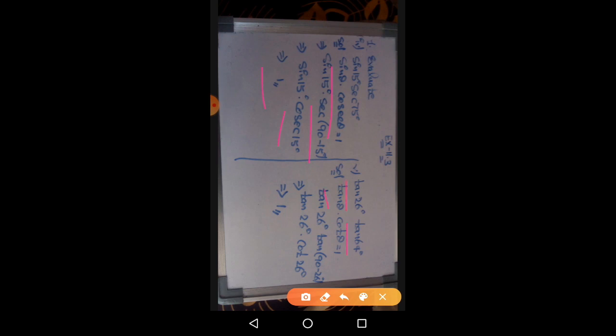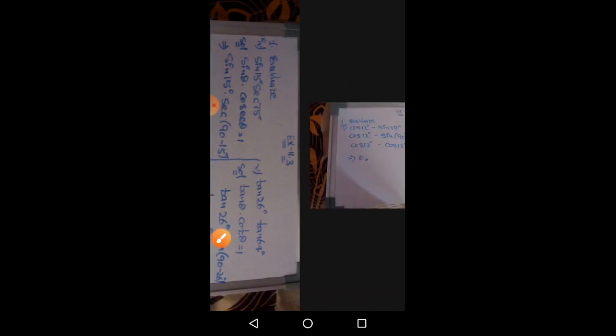So tan into cot equals 1. Thus, tan 26 and tan 64, I am writing as tan (90 minus 26). Thus tan 26 into cot 26 is nothing but 1. Okay, let's move on to the next.